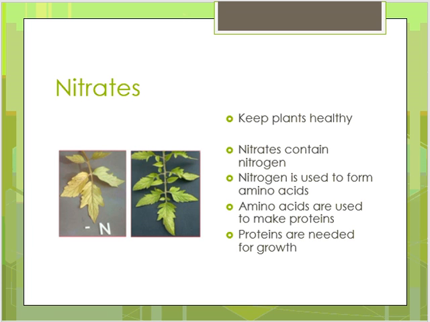So nitrates contain nitrogen. Nitrogen is used to form amino acids. Amino acids are used to make proteins, and then proteins are needed for growth. So all those 4 steps, without it, the plant wouldn't grow very well.